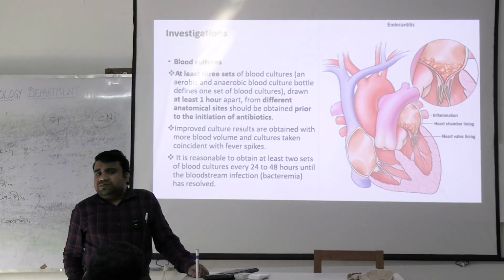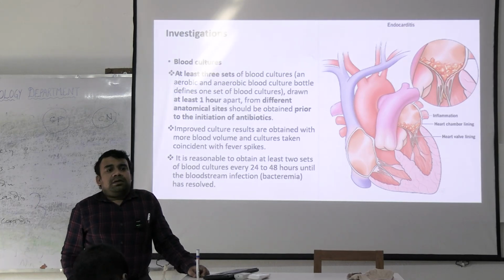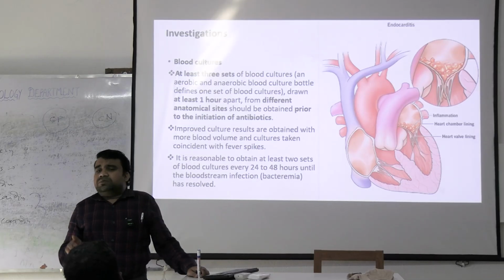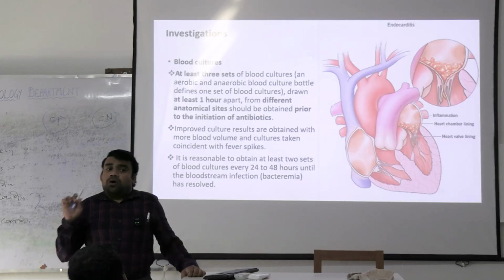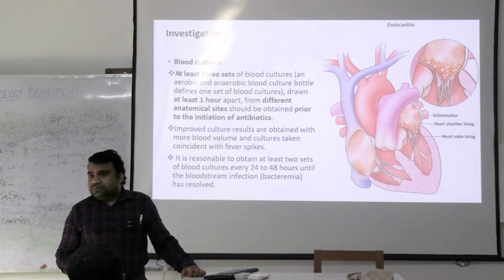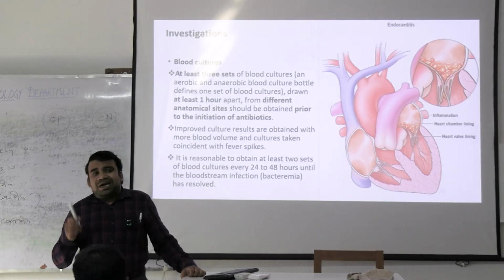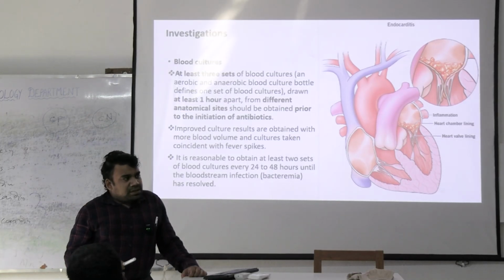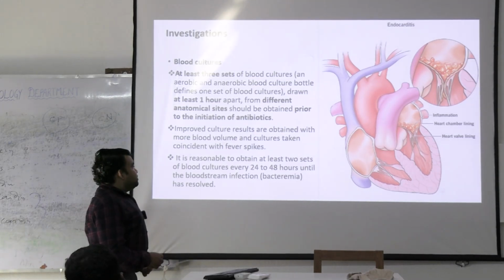But if you get culture positive in, say, 2 sets of blood culture, it is highly unlikely that this is a skin commensal, because you have taken from different sites. So always remember, if you are trying to diagnose infective endocarditis, you need to take 3 sets of blood culture, drawn at least 1 hour apart and from different sites. Do you remember what I said? If you suspect infective endocarditis, at least 3 sets of blood culture, all from different sites and at least 1 hour apart. Okay.